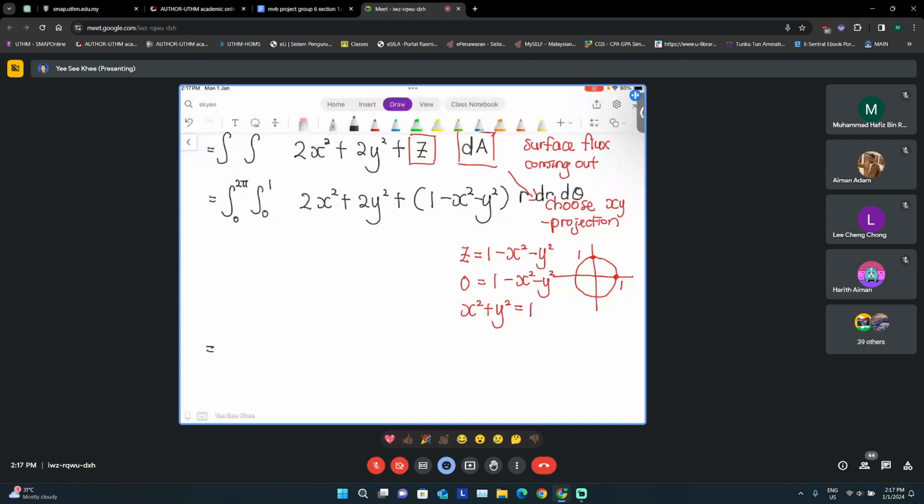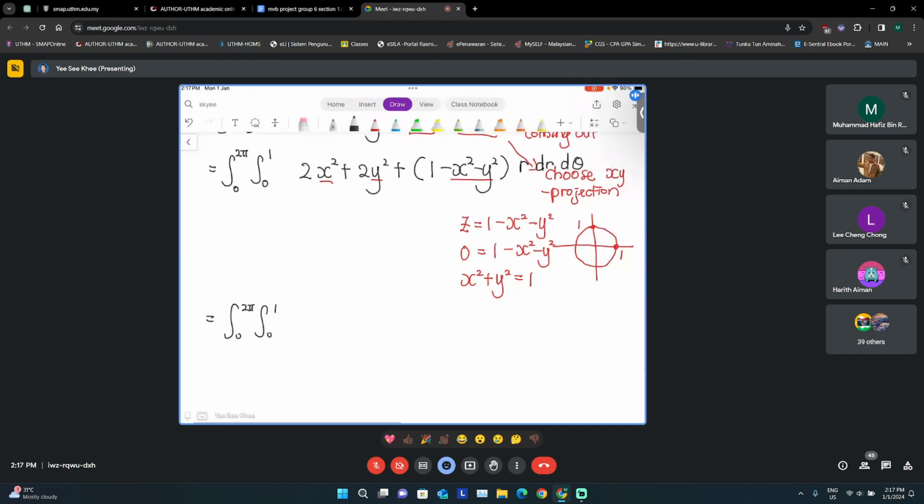Before we start to solve this, I think we need to convert, because we already decided to solve using polar. But here we still see some x and y, which is something that we don't want. So let's change it to polar coordinates. This one I can write as 2r squared plus 1 minus r squared, and you have r dr d theta.